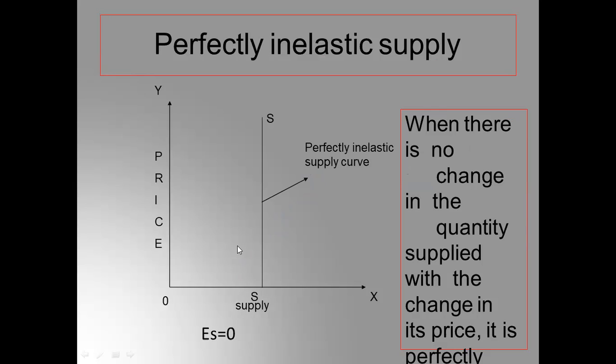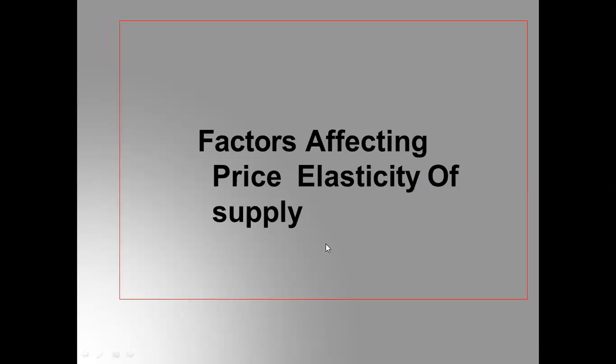Now this kind of situation, children, happens with agricultural products. We have seen the examples where whatever might be the price, the supply is not going to increase or decrease, fine. So all the exceptions of supply will apply here in perfectly inelastic supply. Now coming to the factors affecting price elasticity of supply, children.